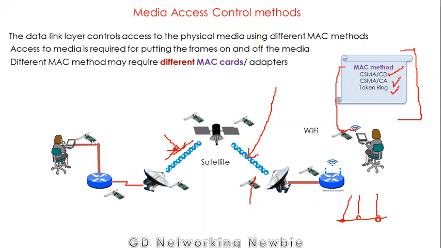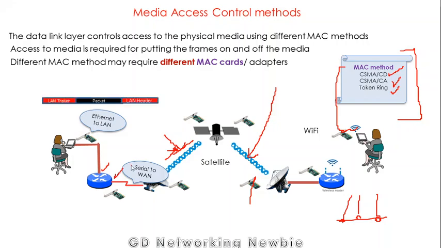For example, in our computer we have a NIC card, but in the case of the dish antenna, we may have a different adapter or card. In the case of some other devices, we may need different network or media access cards or adapters. For example, this router is connected with different physical networks. On this side it is connected to Ethernet, and on this side it is connected to serial. So on both of these interfaces we need different cards, with different rules and regulations.